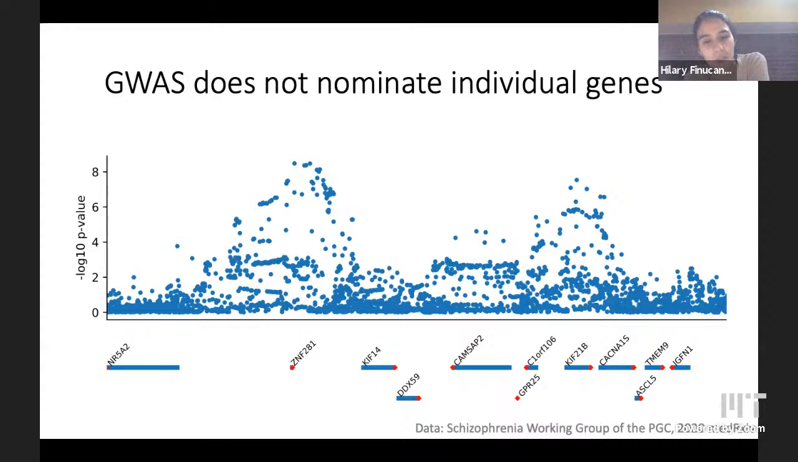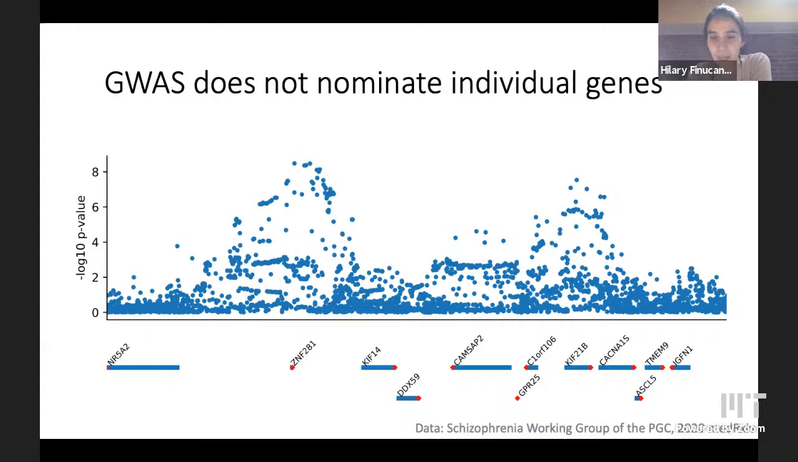So the problem that I'm going to talk about today is how do we take this data and then incorporate other types of data to nominate individual genes at GWAS loci. And before I continue, maybe I'll ask, are there questions so far?